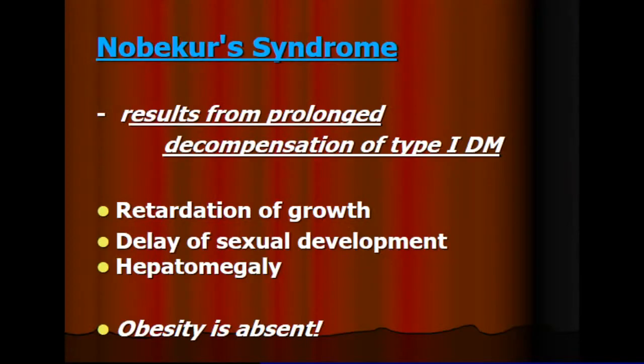Nobecourt syndrome also results from prolonged decompensation stage of diabetes mellitus. Clinical signs as in Mauriac syndrome but obesity is absent. We see retardation of growth, delay of sexual development, hepatomegaly, and other symptoms.